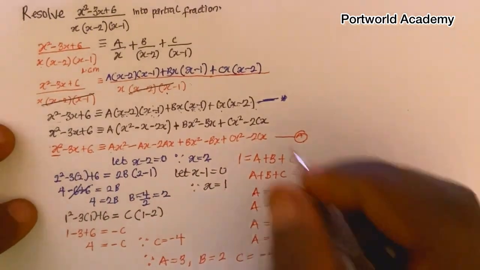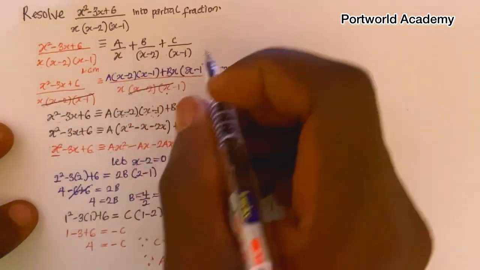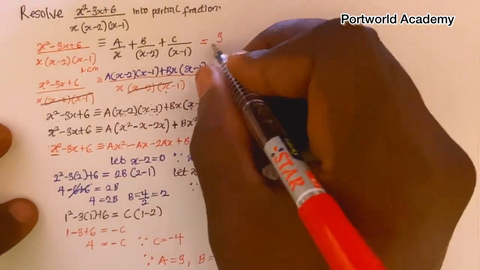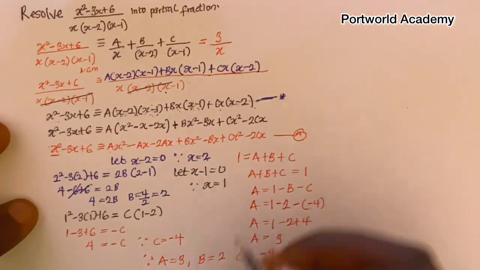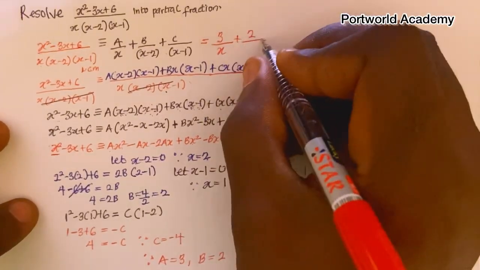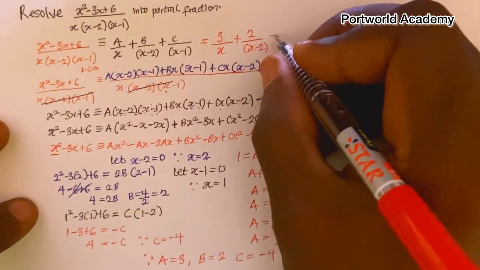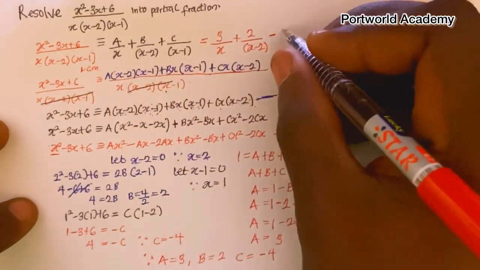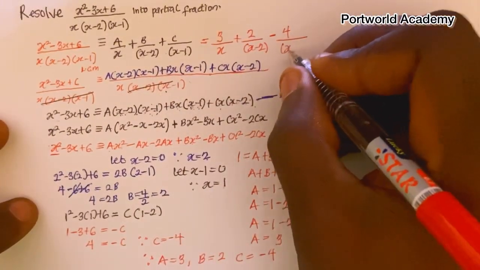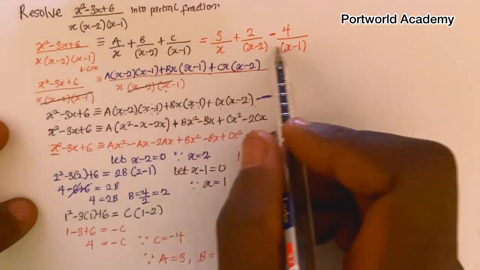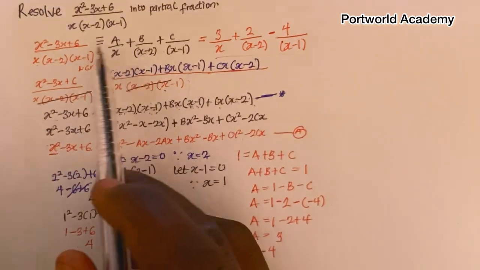Therefore, this partial fraction is equal to, what's my a? My a is 3, that means I'm going to have 3 over x, then my b is 2, that's plus 2 divided by x minus 2. Then after that, I'm having minus 4 divided by x minus 1. So this partial fraction expression is now equal to this. So this is the expression of this partial fraction.